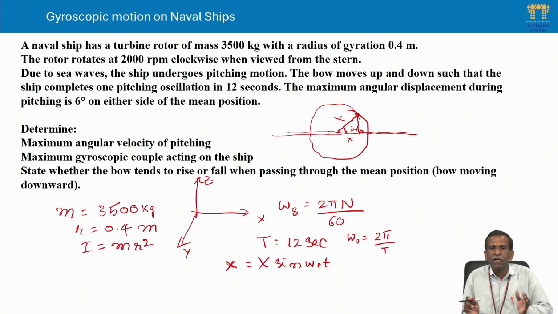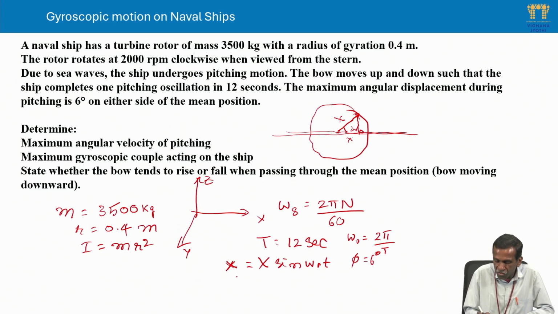And what else is given? The maximum angular displacement during the pitching is given. Let us say pi by 6 degrees, so 6 degrees. One should always use radians, so 6 into pi by 180 will give it in radians. Similarly, the amplitude relation is given as x equal to x sine omega naught t. Similarly, the rotation angle, the pitching angle at any position, can be written as phi naught sine omega naught t.